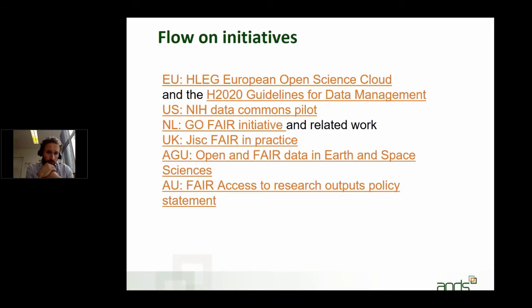The American Geophysical Union has just come up with a project, I think it was only yesterday the press release went out, where they are looking at what it will mean to make data open and FAIR in earth and space sciences, exploring that further. And closer to home here in Australia, one thing you might have already heard come by is the FAIR Access to Research Outputs Policy Statement, which was drafted and is now available for support by institutions around the country. The focus there is very much around research outputs in the ARC and NHMRC definition, as in publications and conference proceedings, all sorts of publications materials, and how those materials can also be made FAIR.